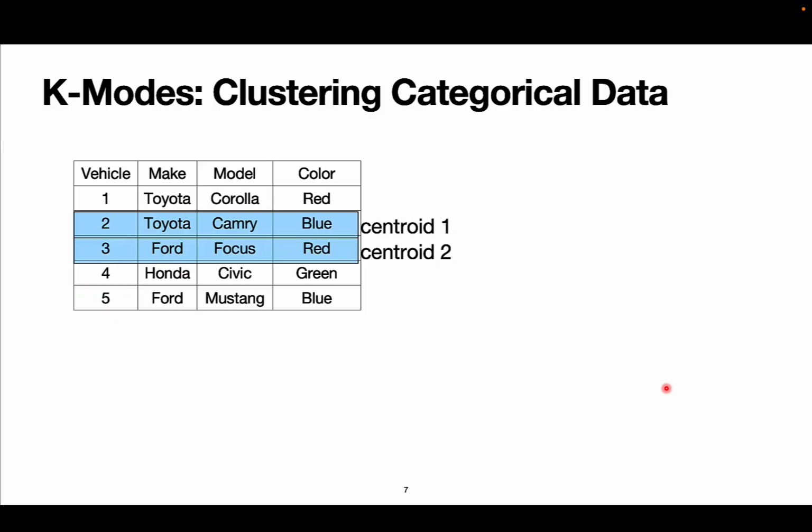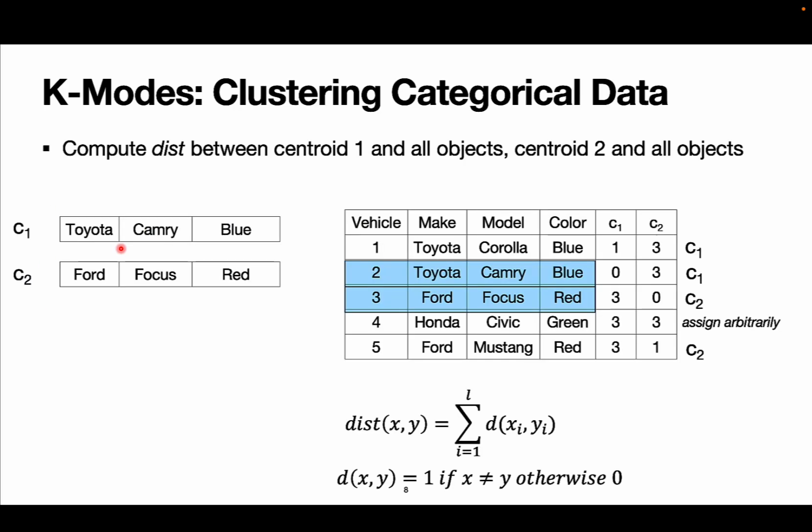Here's a simple example. Suppose we have a cars dataset that consists of 5 examples. We picked examples 2 and 3 as centroids and applied the distance measure. We found that example 1 is closer to C1, example 5 is closer to C2, and example 4 has the same distance between the two centers, so we can assign it arbitrarily.